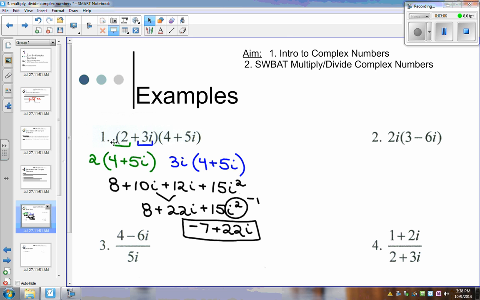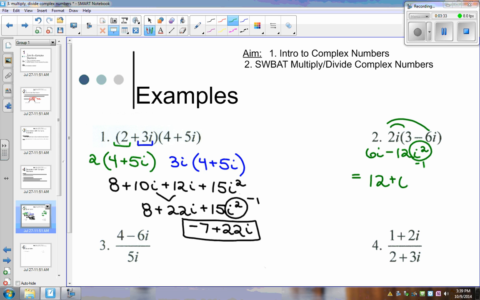If we're presented with basic distribution, as in example 2, we do exactly what we've done in the past: basic distribution of our 2i, giving us 6i minus 12i squared. Once again, that i squared becomes negative 1, and negative 12 times negative 1 creates positive 12. But we must reorder our terms so that we are in a plus bi form. And that's all there is to multiplication, guys. It's either basic double distribution or the simple normal distribution work that we have done for a long time.